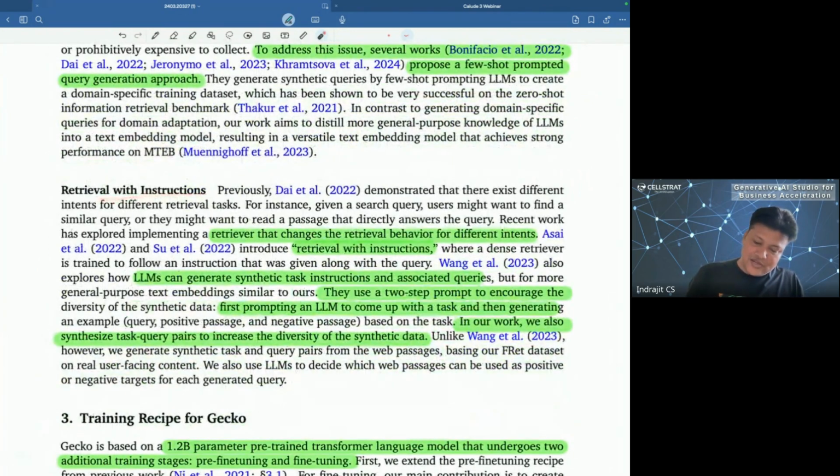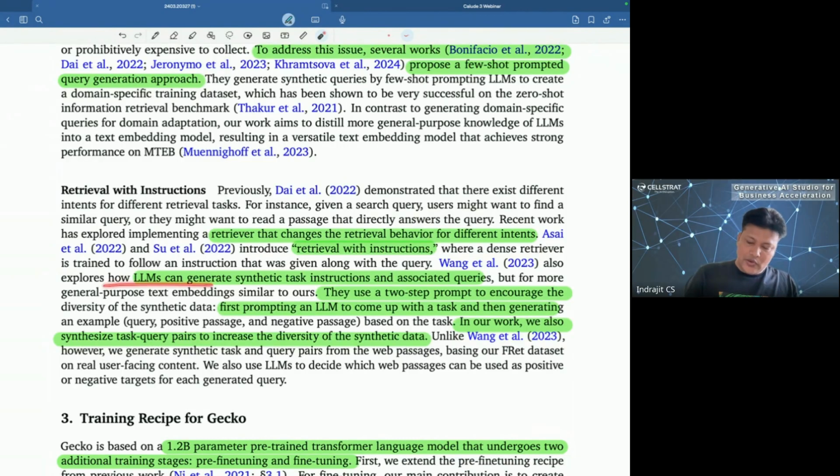And then we have retrieval with instruction. Previous papers demonstrated that there exist different intents for different retrieval tasks. For instance, given a search query, users might want to find a similar query, or they might want to read a passage that directly answers the query, isn't it? Recent work has explored changing retrieval behavior for different intents. Intent is what we are actually trying to get from these models, right? So we are introducing retrieval with instructions, where a dense retriever is trained to follow an instruction that is given along with the query.